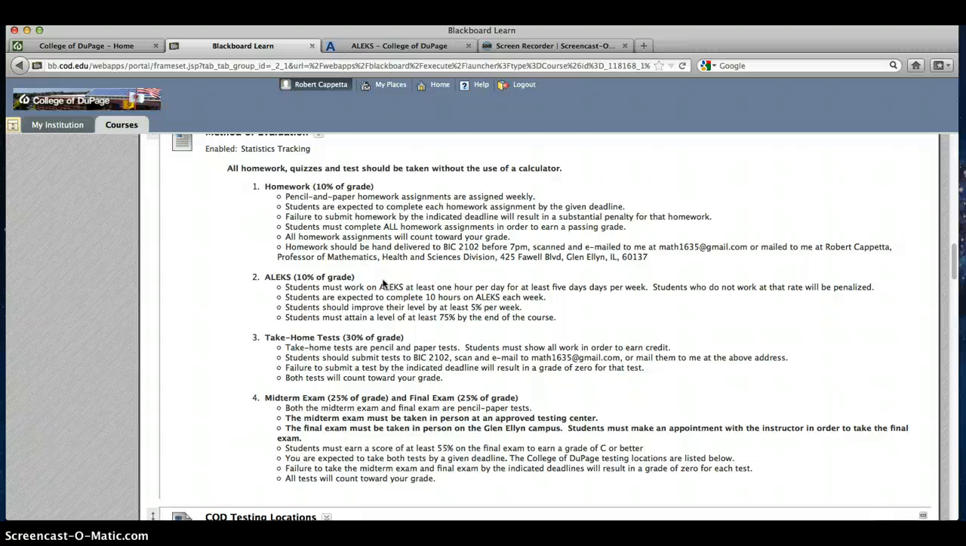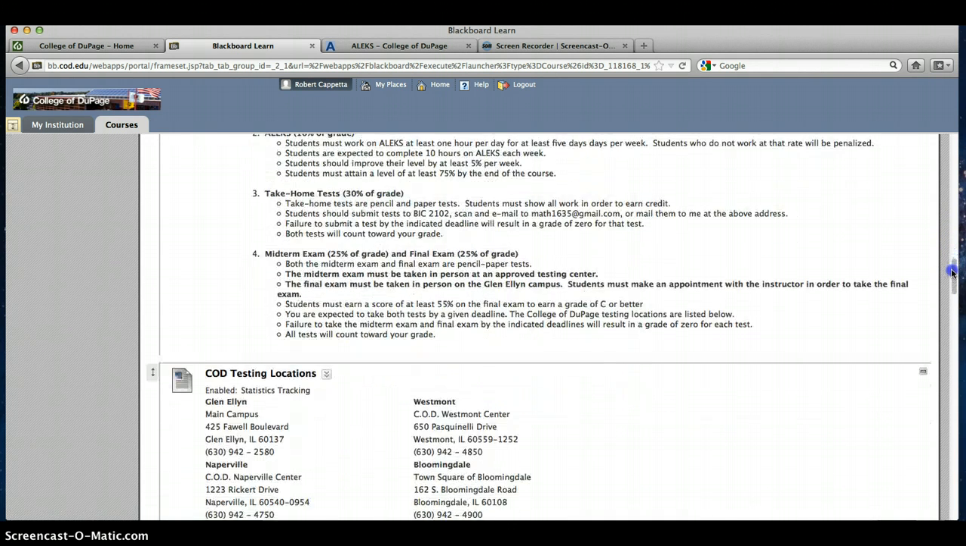The final exam is a departmental final, so it's not one that's written by me, and you must get at least 55% on the final exam to earn a grade of C or better. Obviously, you need to take the exams as scheduled, and please do not be late with those sorts of things.